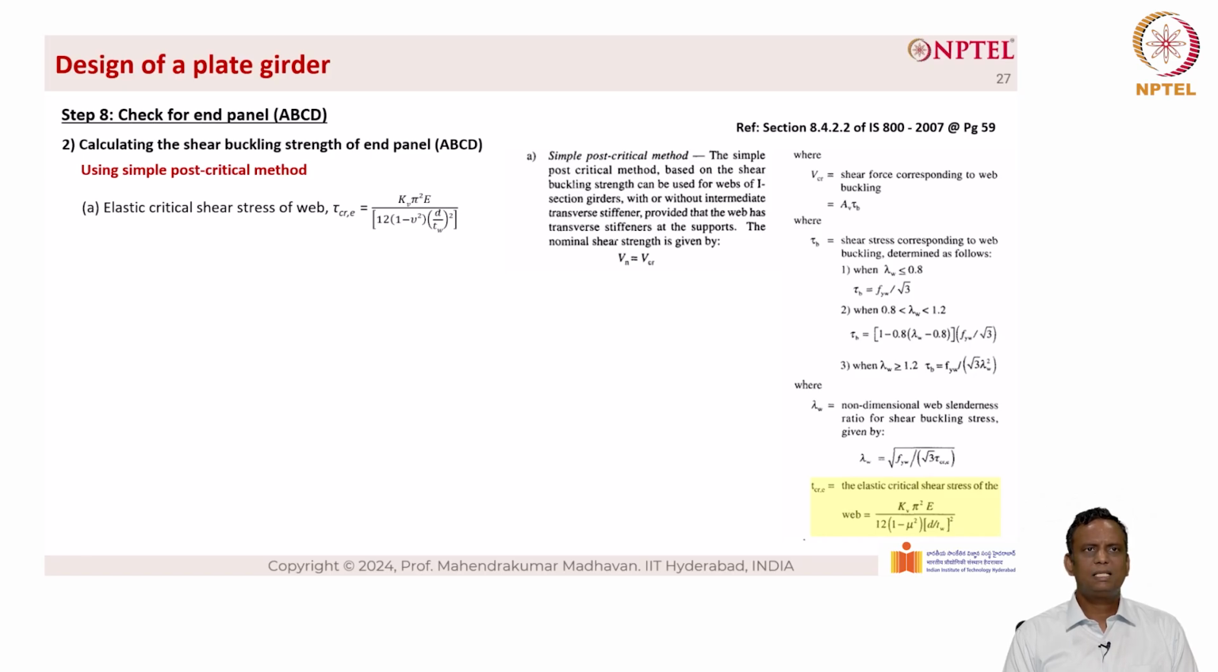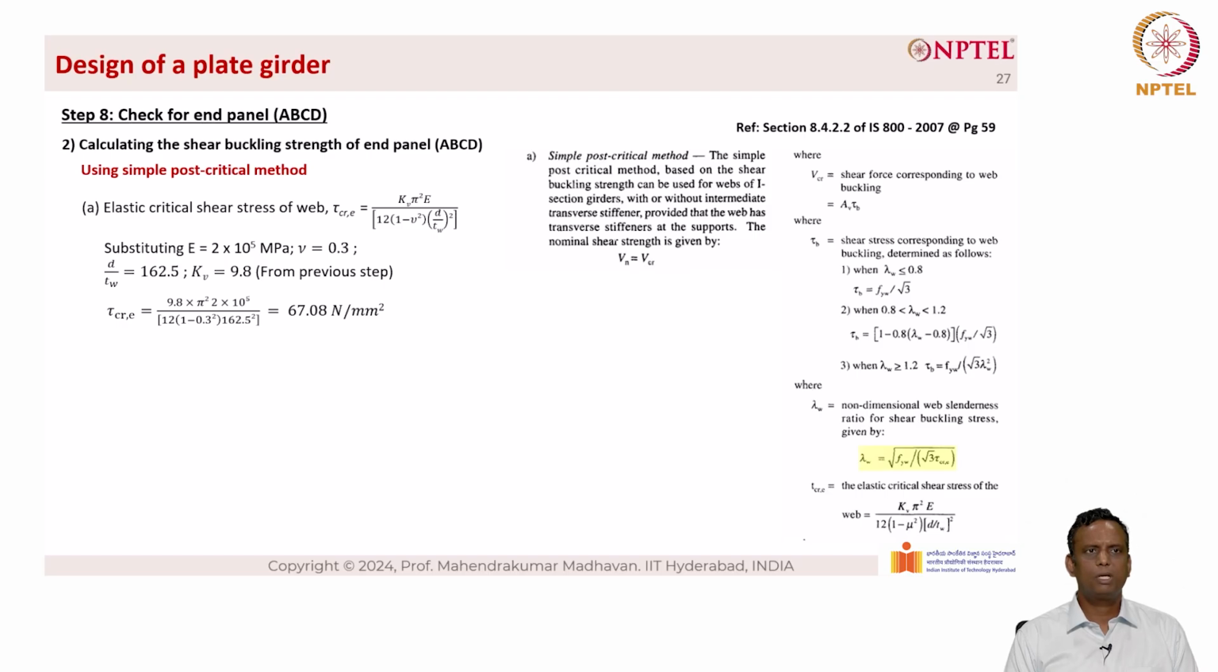Let's find out the elastic critical shear stress of the web, tau critical E, which is given as Kv into pi square E divided by 12 into (1 minus nu square) into (d by tw) the whole square. The equation is shown on the right hand side. Substituting E equal to 2 into 10 power 5 Newton per millimeter square, nu equal to 0.3, d by tw equal to 162.5, Kv equal to 9.8 from previous step, we have tau critical E equal to 67.08 Newton per millimeter square. Now let us find out the non-dimensional web slenderness ratio for shear buckling, lambda w, which is equal to root of fyw divided by root 3 into tau critical E, which gives rise to the value of 1.46.